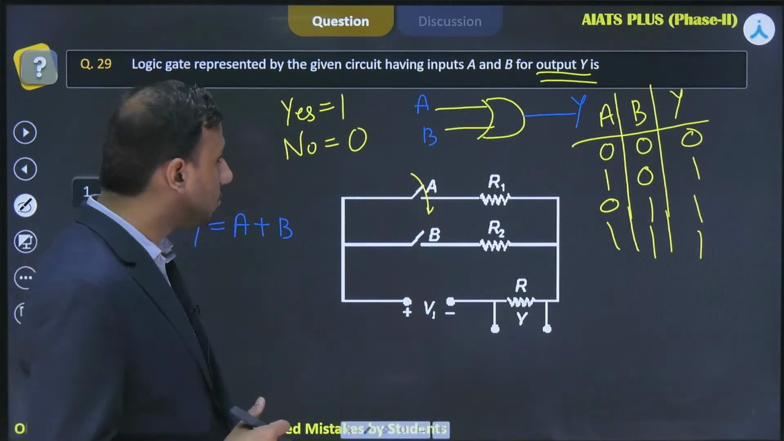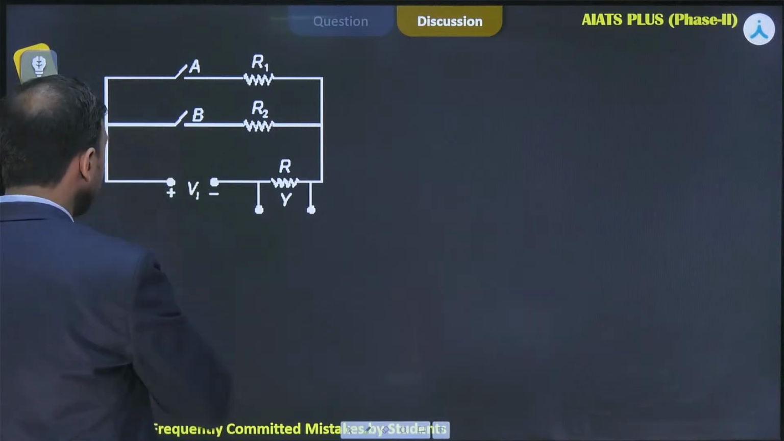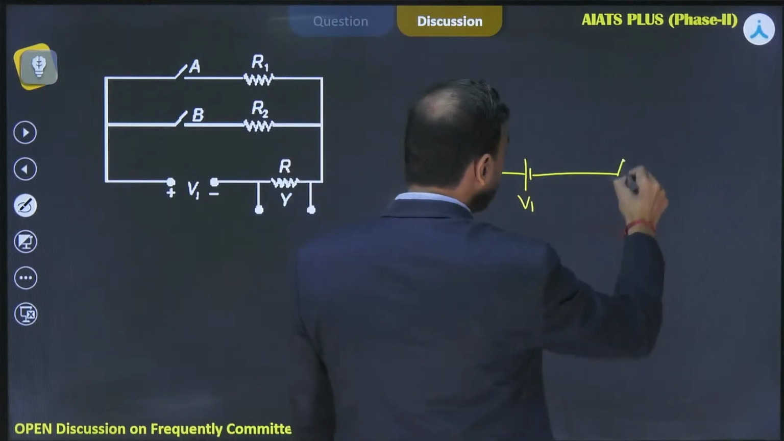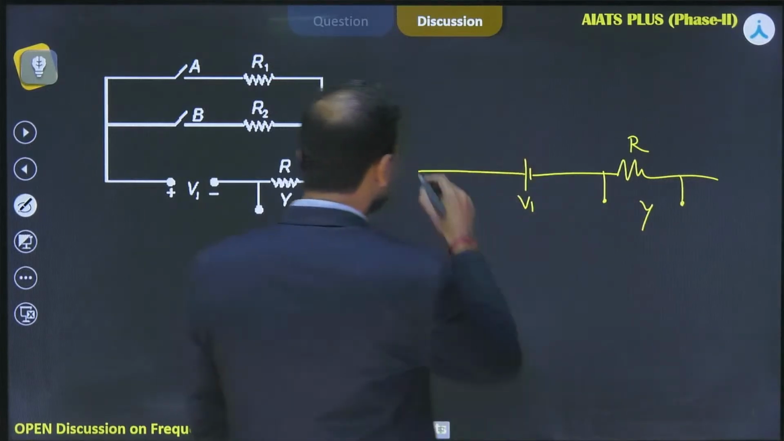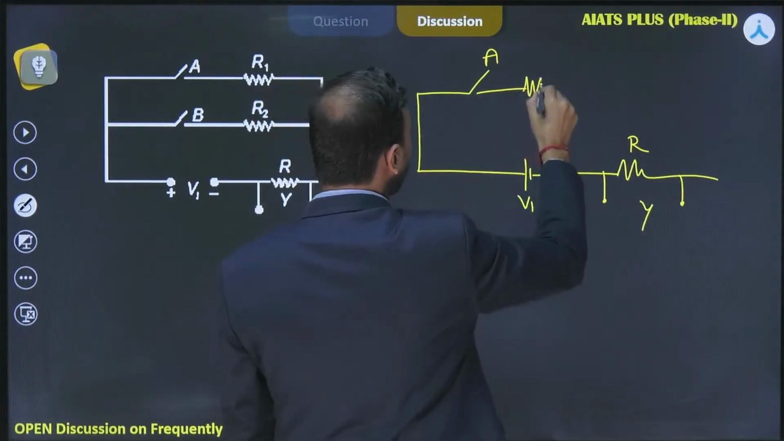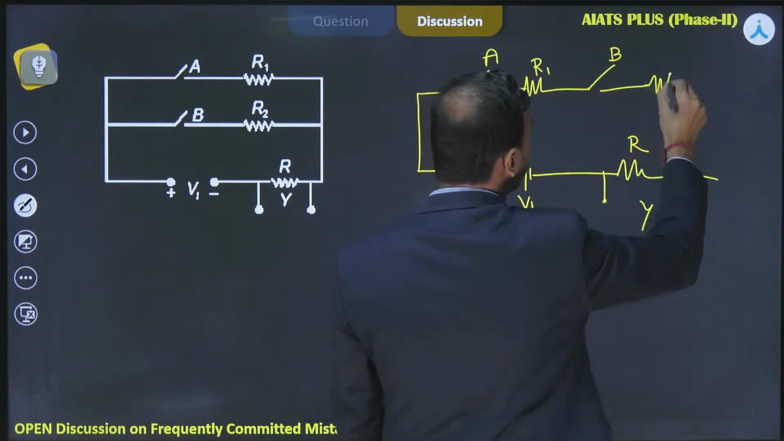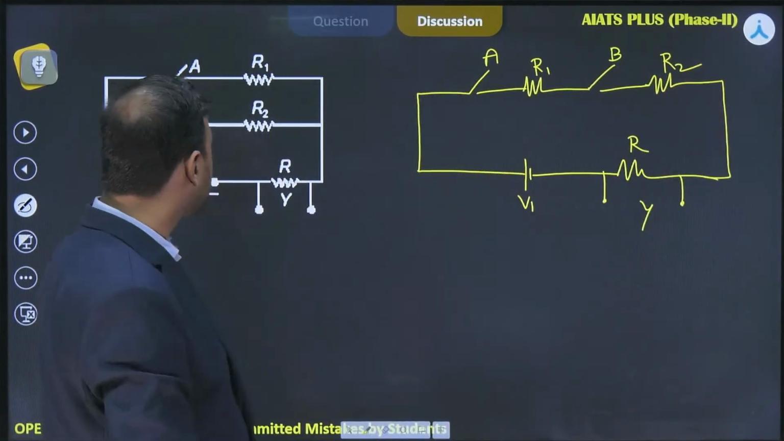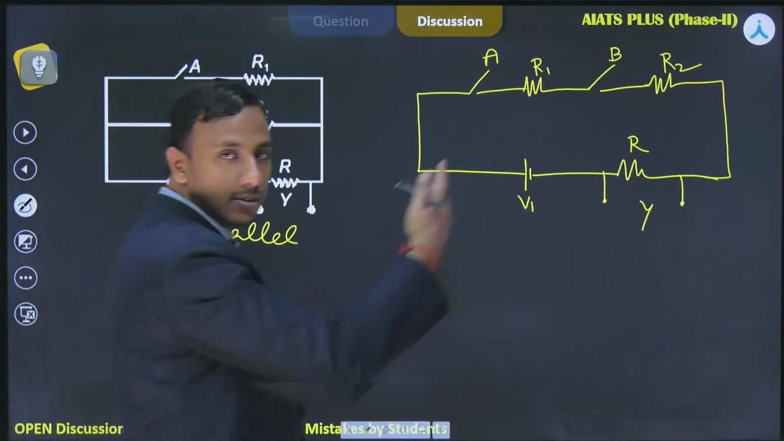Now let me give you a homework for you guys. The same circuit I am going to be drawing, right? This would be homework. So let's say I have connected a battery over here, let's say V1, then resistance R, and here we have the output Y. This is switch A, then you have R1, then switch B, then you have R2, right? So comparing both questions, here these resistances were connected in parallel, and here these resistances are connected in series.